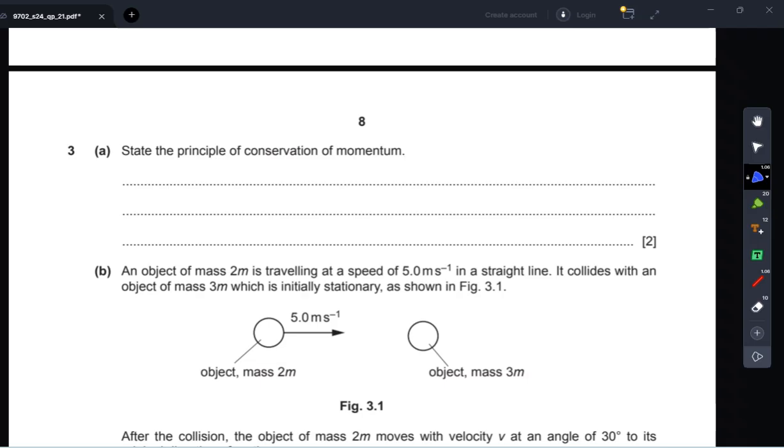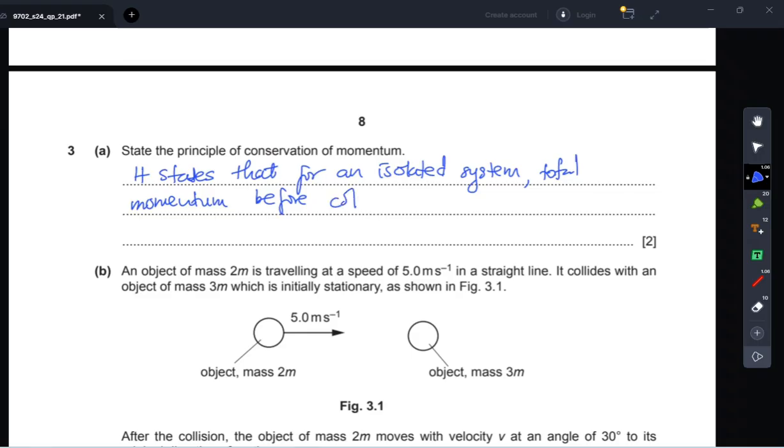The principle of conservation of momentum states that, for an isolated system, total momentum before collision equals total momentum after collision.